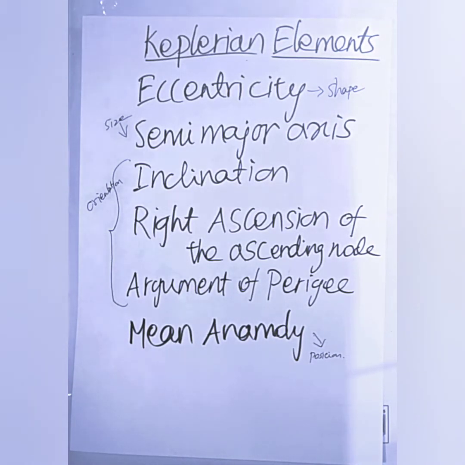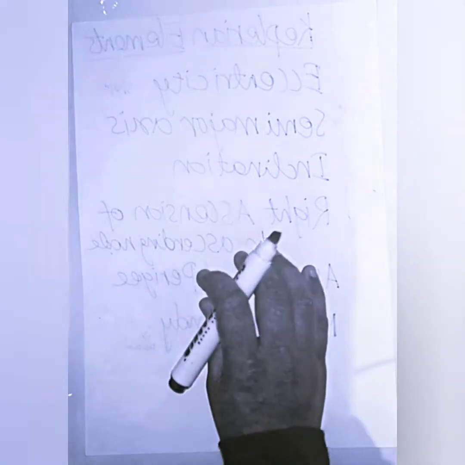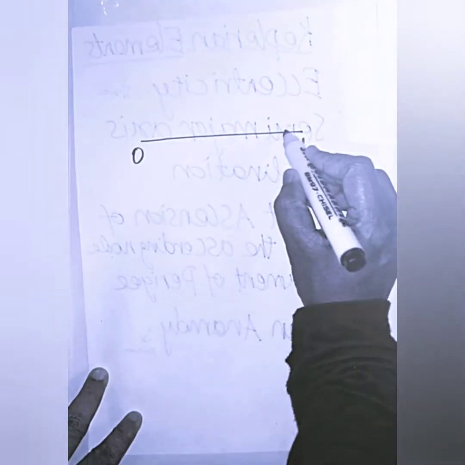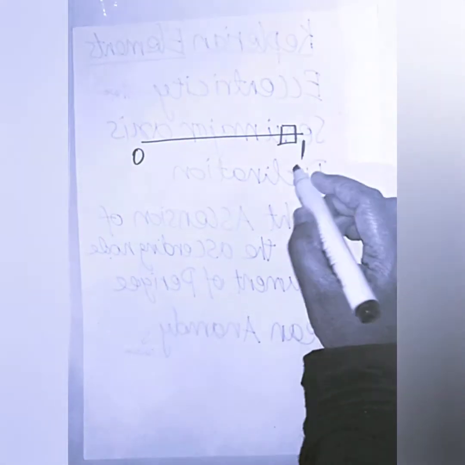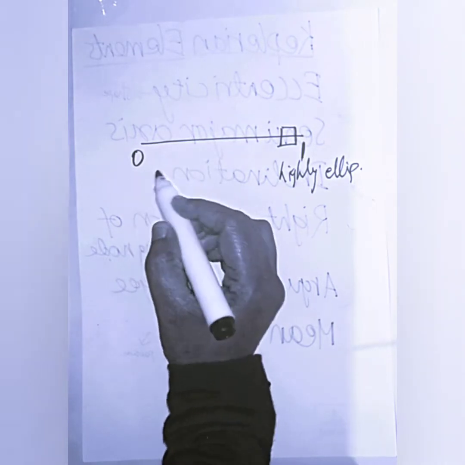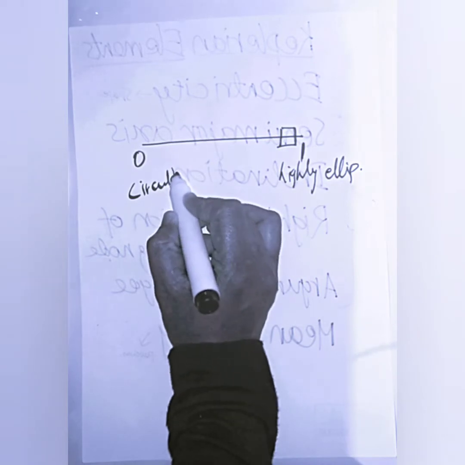According to the Kepler model, the orbit is assumed to be elliptical. So the eccentricity of an elliptical orbit lies between 0 and 1. If an orbit's eccentricity is nearly 1, it is highly elliptical. Otherwise, if it is nearer to 0, then the orbit will be circular. So this is called the eccentricity parameter.